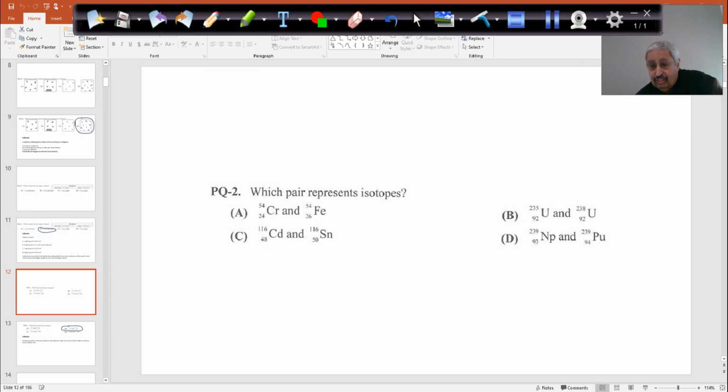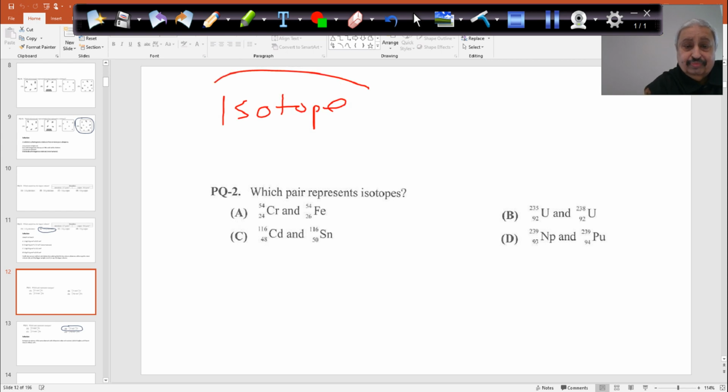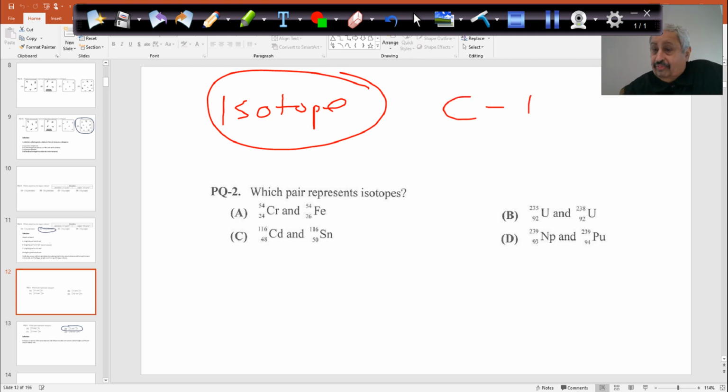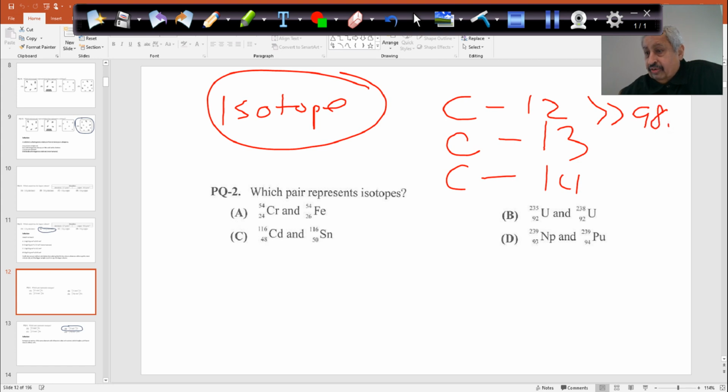So which pair represents isotopes? What's an isotope? Somebody will tell me. First, we have to define what an isotope is. An element found in nature with different modifications. Correct? Carbon, for example. We have carbon 12, carbon 13 and carbon 14. Carbon 12, the atomic mass, is very large, over 98%, close to 99%.